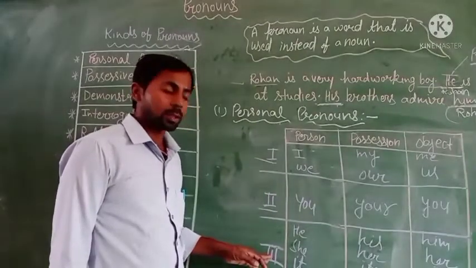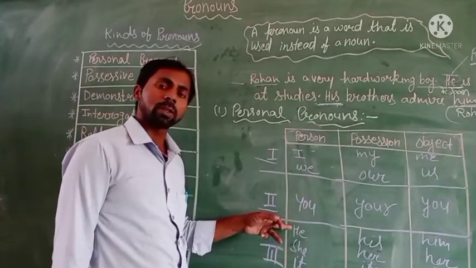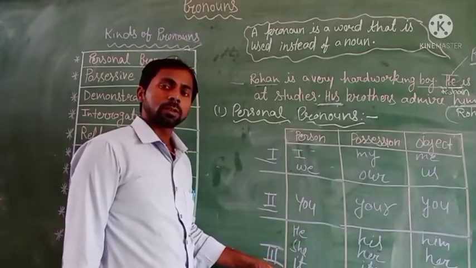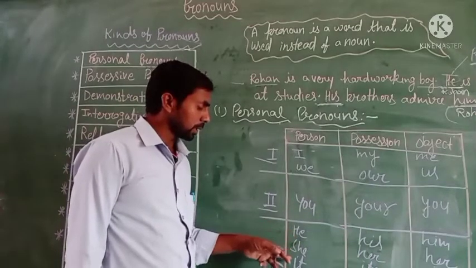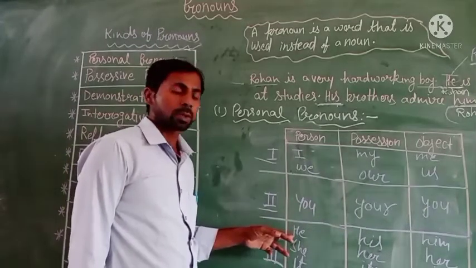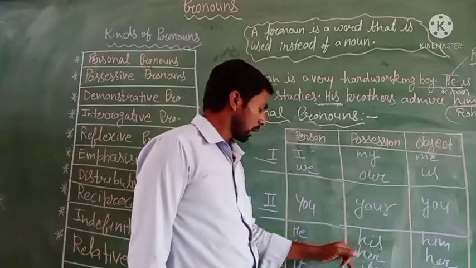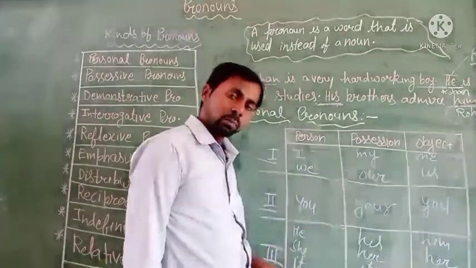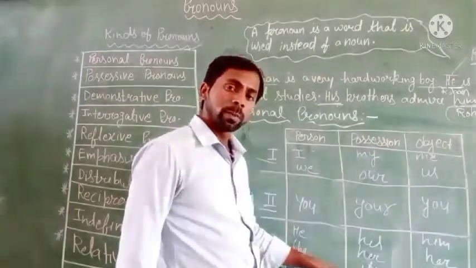In the third person you can see "he", "she", "it" are the singular part of the third person, and "they" is the plural part of the third person. If the subject is "he", "she", "it", then its possessive will be: "he" will be "his", "she" will be "her", and "it" will be "its". And if the subject is "they" in the third person, then its possessive will be "their".